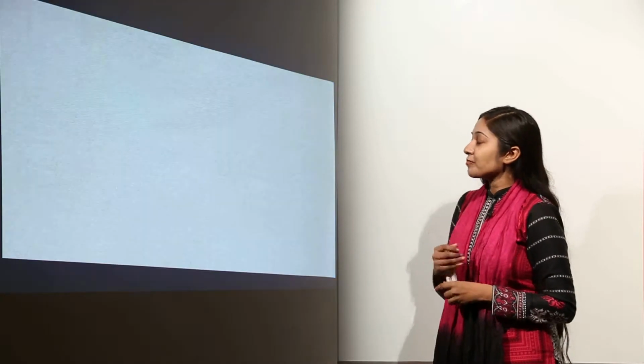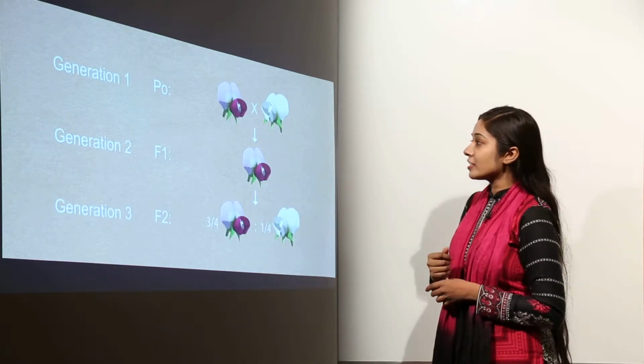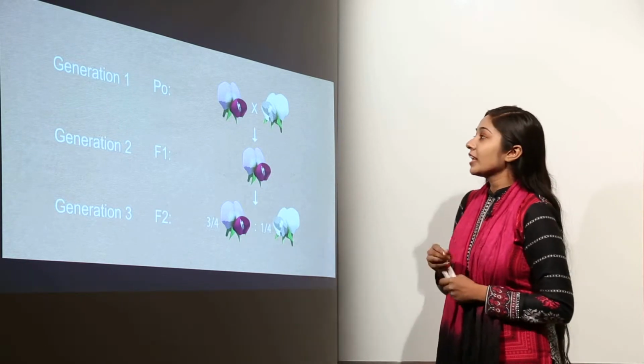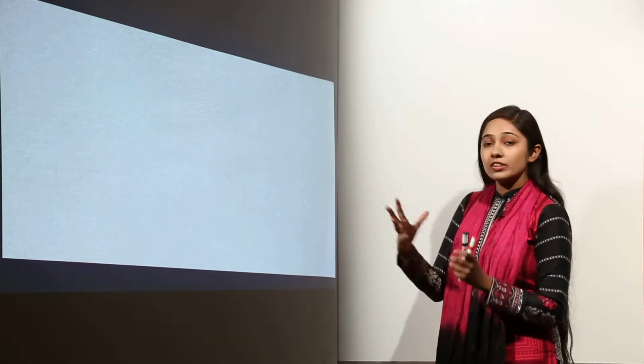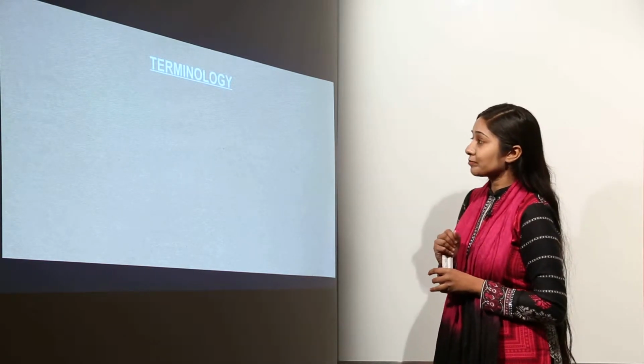So let us start. When Mendel did experiments, he did his experiments for three generations: first generation, second generation and third generation. Let us begin with how Mendel performed his experiments. But before that, let's have some terminology.